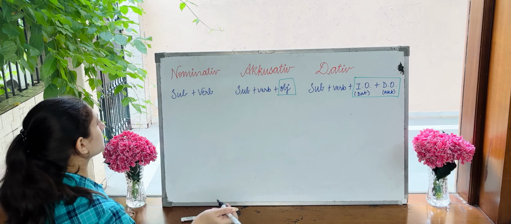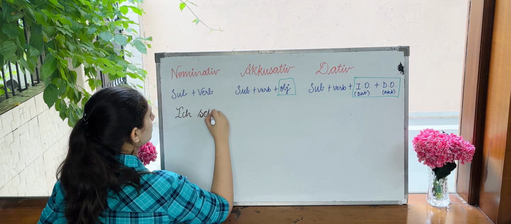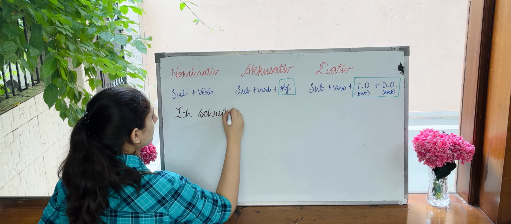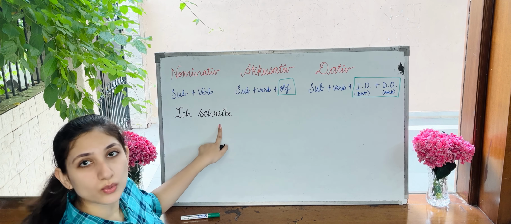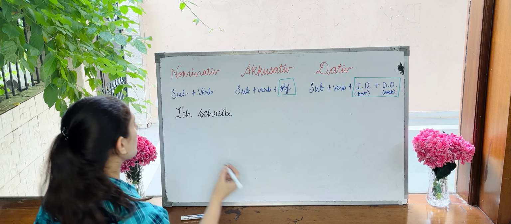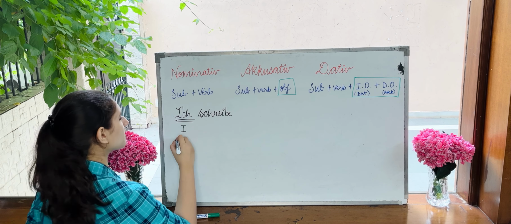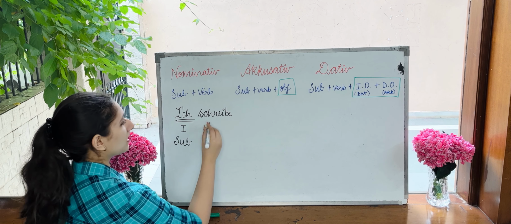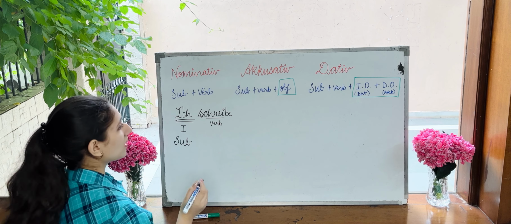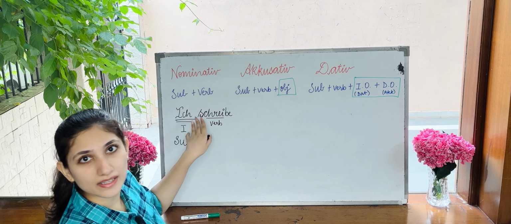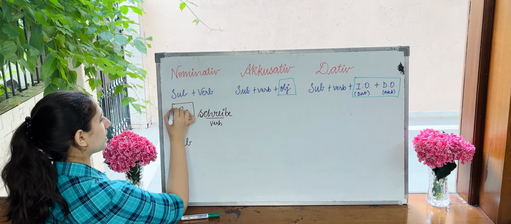For example, ich schreibe. Ich schreibe means I write. Schreiben, the verb, means to write. So now we know that ich is the subject. Ich means I, and it is the subject. Schreiben is the verb. So who is writing? I, or anyone else. So here we are talking about the subject.